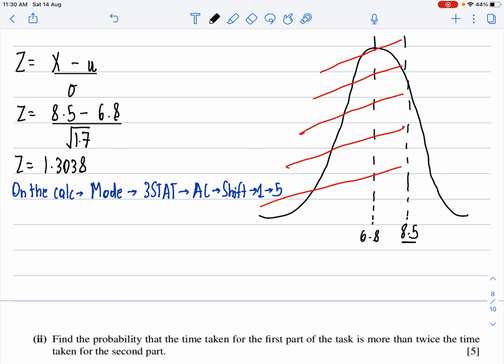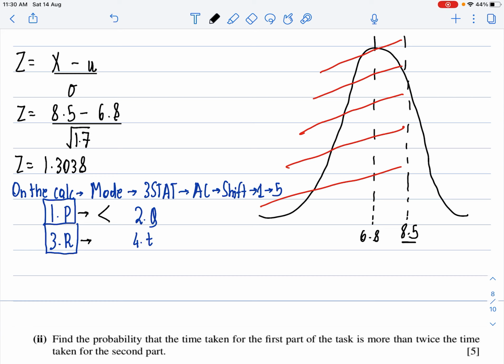So once you click on mode 3 stat AC shift 1 5 on the calculator, you'll get on your display options like 1 P, 2 Q, 3 R and 4 t. Knowing options 1 and 3 is the most important thing. 2 and 4 are not used that much. So option 1 means P. You click on P when you are calculating a less than value.